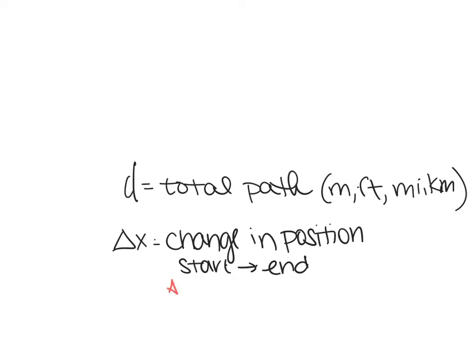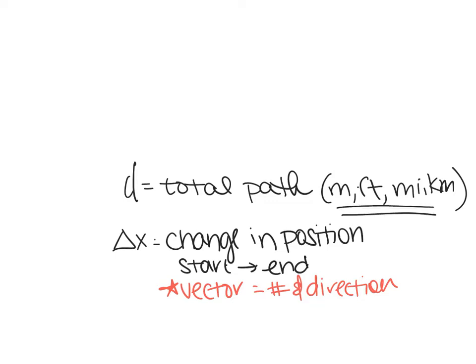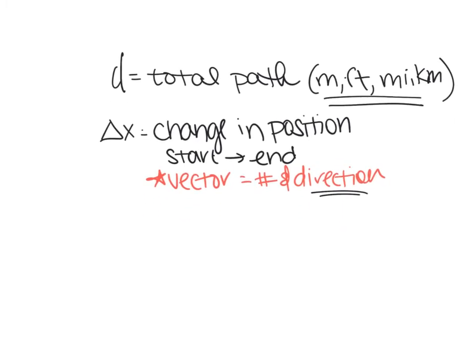Remember, displacement is a vector quantity. That means that it comes with a number and direction. Remember, your direction could be north, south, east, west, up, down, left, right, forwards, backwards, positive, negative, all of those would count. Units are still the same, meters, feet, miles, kilometers, but again, I would include that direction, which is really important.